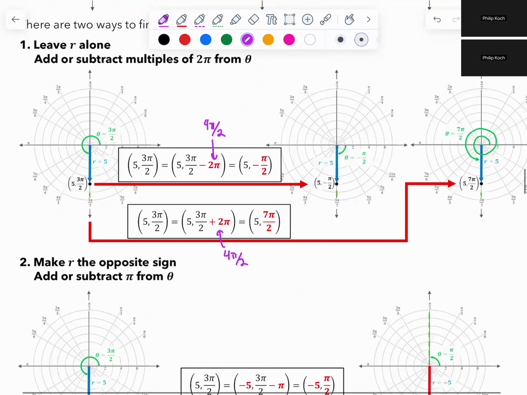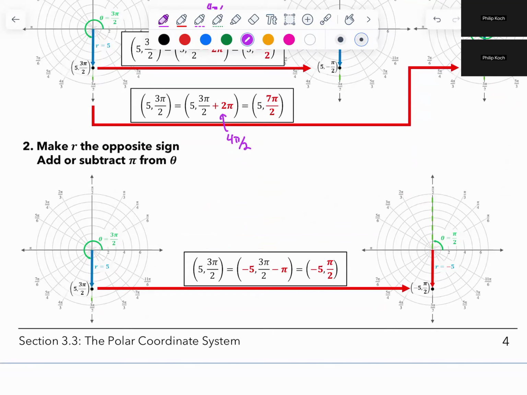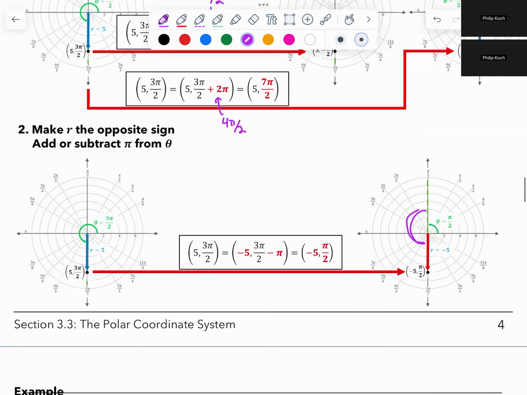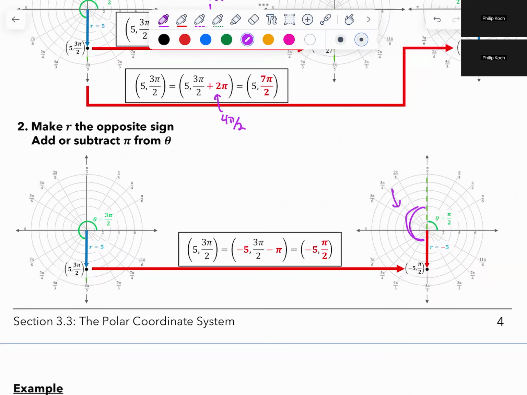Exactly right. Or you can make r the opposite sign, which makes it go backwards. And so in order to counterbalance that, we can add or subtract pi. If we want to use a negative r, we just need to make sure that we add or subtract pi because it's on the same radial line. Every single time, this is a distance of pi. All right, angle change of pi. So we can make the r value negative and subtract pi to bring us up to here. And so negative 5 comma pi over 2 is the same point.